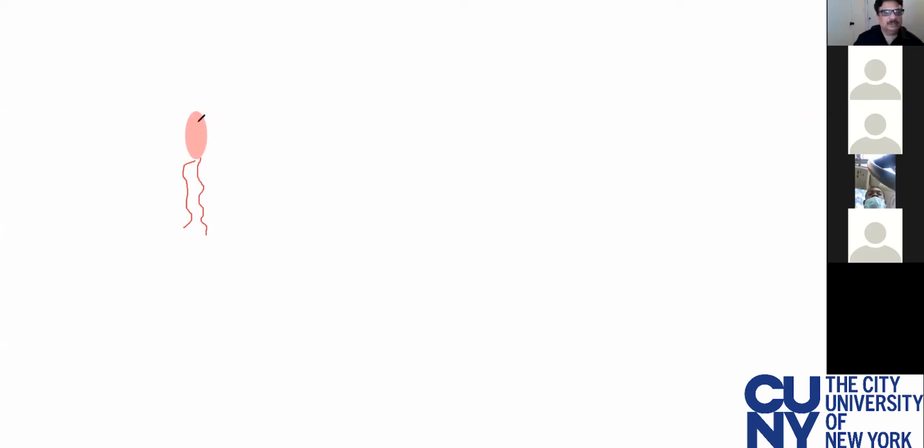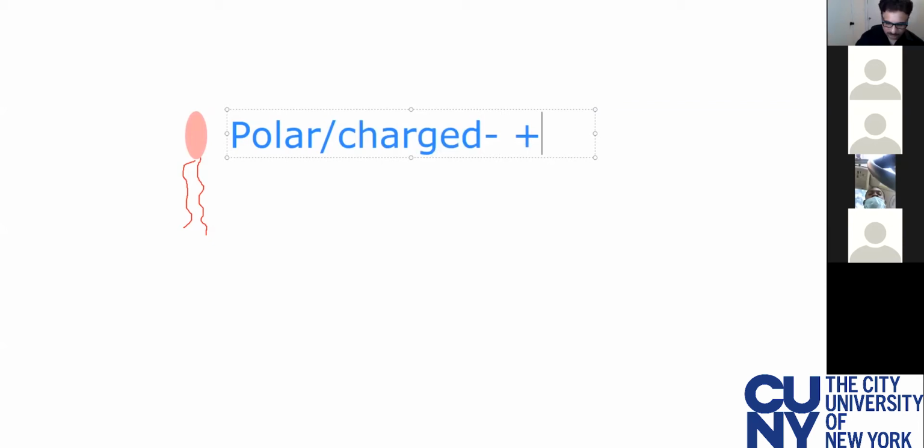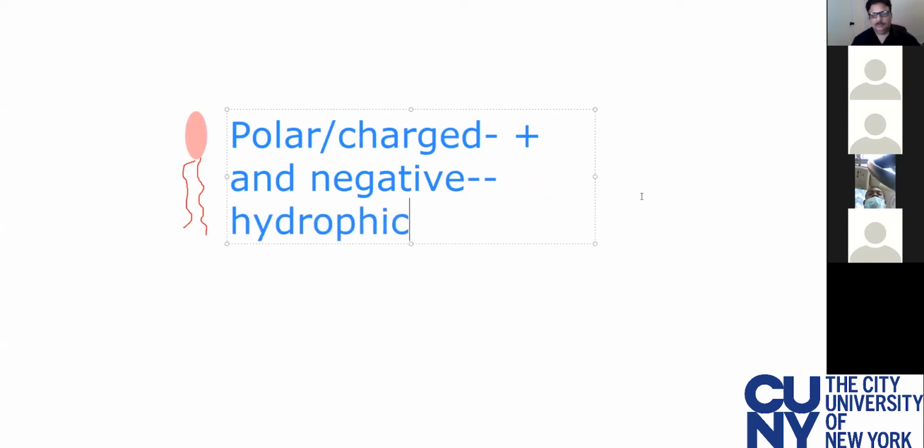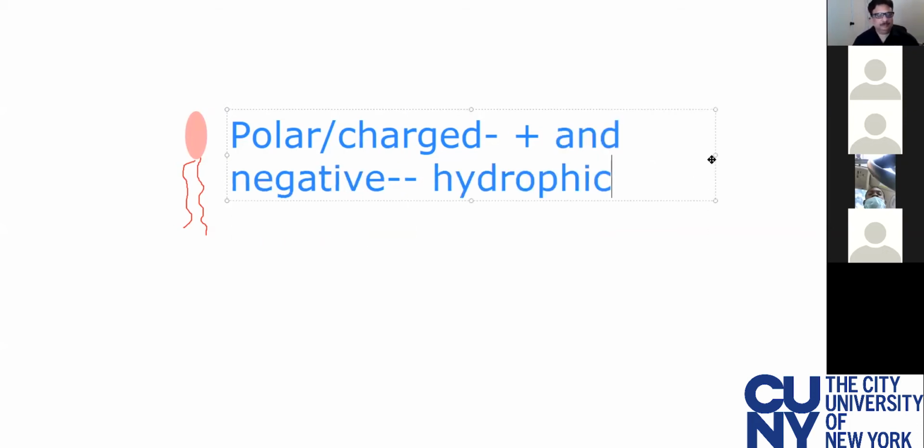So the head is polar, or you can say charged, and the charge could be positive or negative, and they are hydrophilic. So think of a common example: one of the most important characteristics of this virus, COVID-19, is its lipid structure, its membrane structure, and it is made up of lipids.